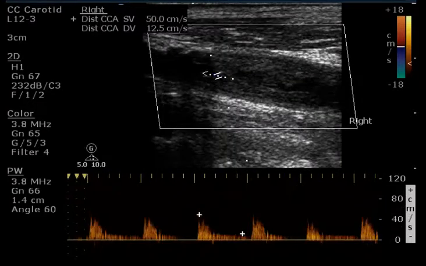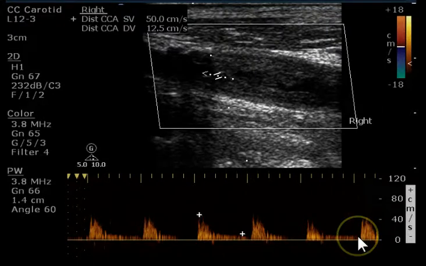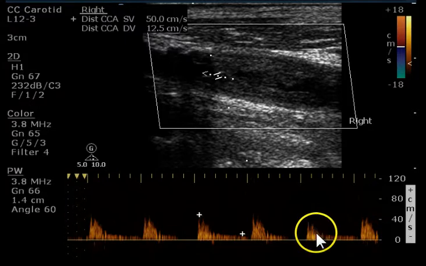This is now in the distal common carotid artery, and we see a minimum amount of forward flow during diastole, a sawtooth or a post-stenotic type waveform, and these numbers are fairly low for what you'd expect in a common carotid artery.